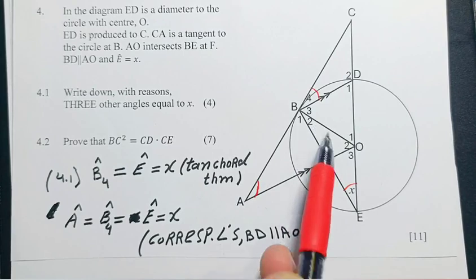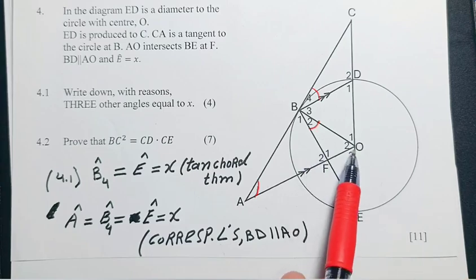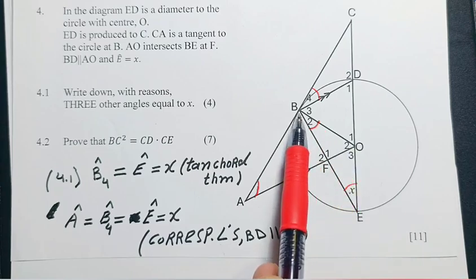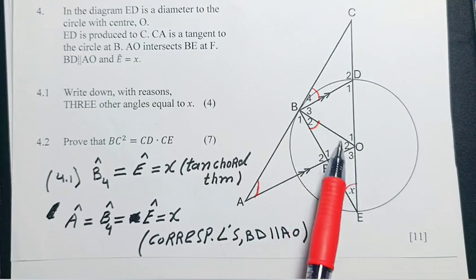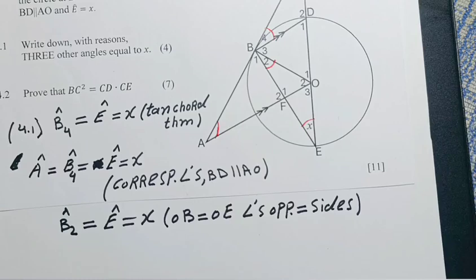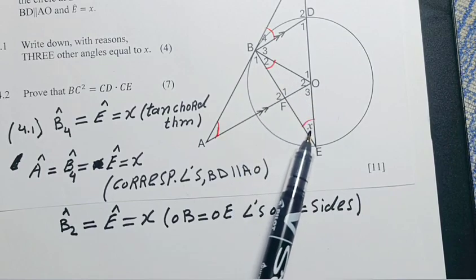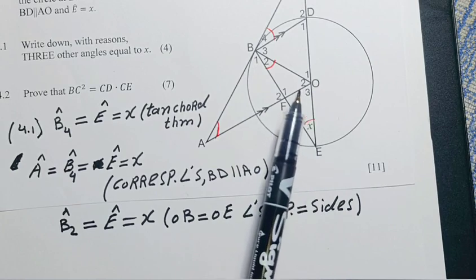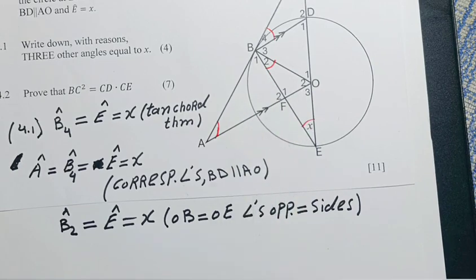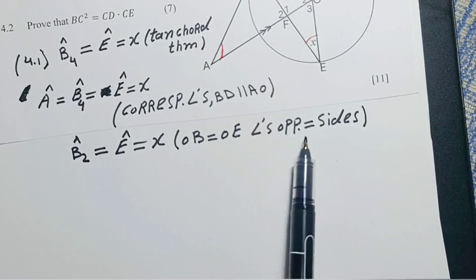Now angle B2 is going to be equal to angle E. Why? Because this is a radius from center O, and this is also a radius. So equal radii, which means this is an isosceles triangle. They both are equal radii, so the angles are equal. So angle B2 is equal to angle E. Why? Because OB is a radius, OE is also a radius, so angles opposite equal sides, isosceles triangle. Therefore angle B2 is equal to angle E, angles opposite equal sides.